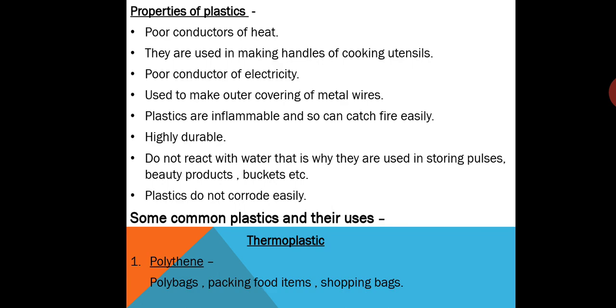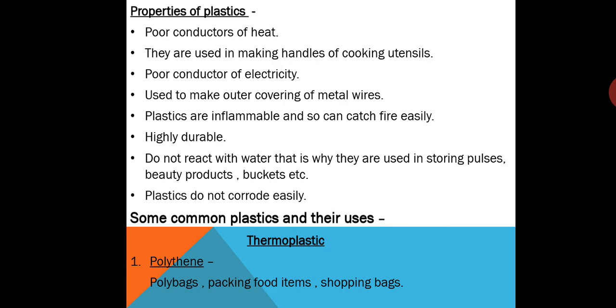That is why they are used in storing pulses, beauty products, and buckets, etc. Most probably all of us store our pulses, the kitchen material, in plastic boxes only. Why? Because they do not react with water and air. Plastics do not corrode easily. Just like we know that metals and metallic things get corroded very easily, whereas plastics do not corrode easily.